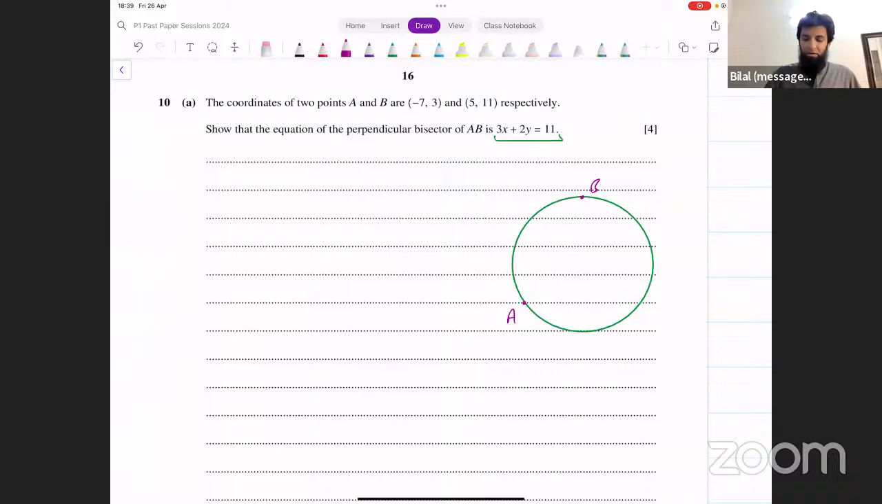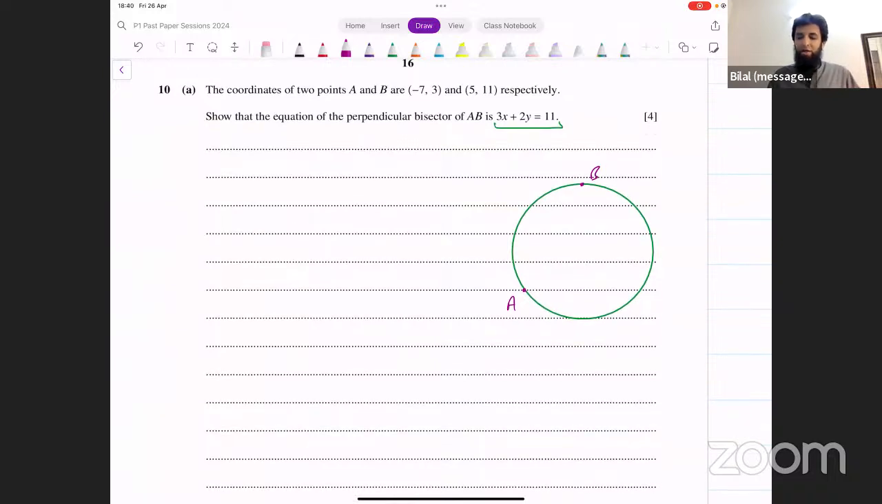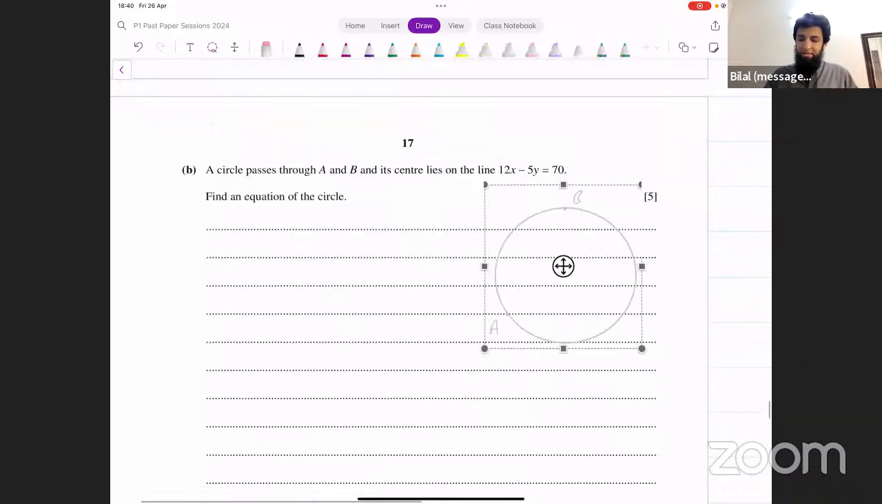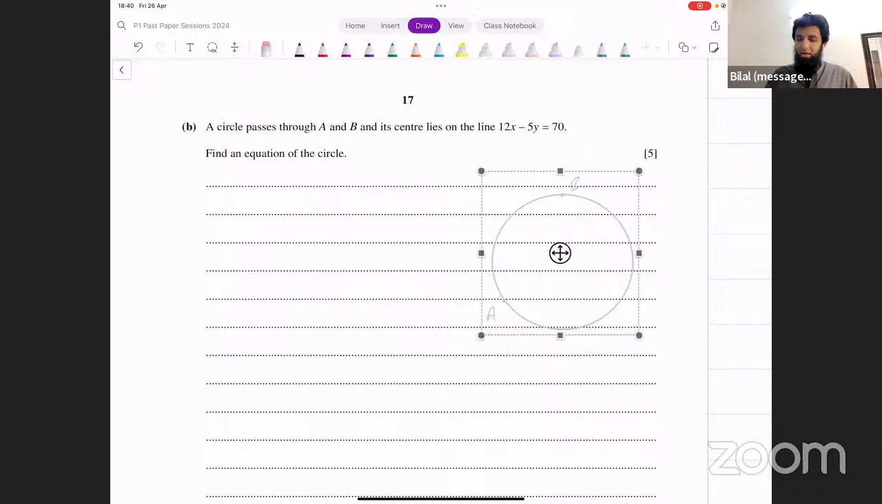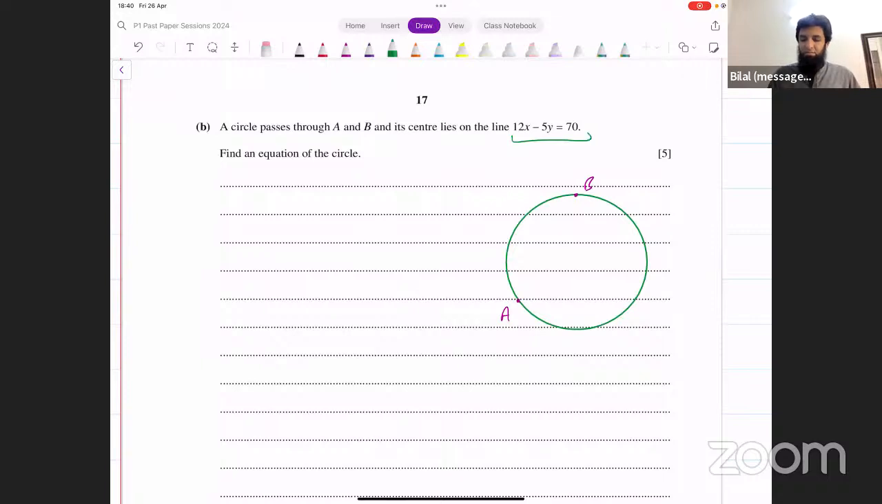And in the first part, they ask you to find equation of perpendicular bisector of this. You've done that. You found the equation of this perpendicular bisector. And then in the second part, they basically say there's a circle that passes through the points A and B. So that will look like this. Its center lies on this line. So its center lies somewhere here, let's say. This is the center. You need to find the equation of the circle. What do you need for the equation of the circle? You need the center and the radius.